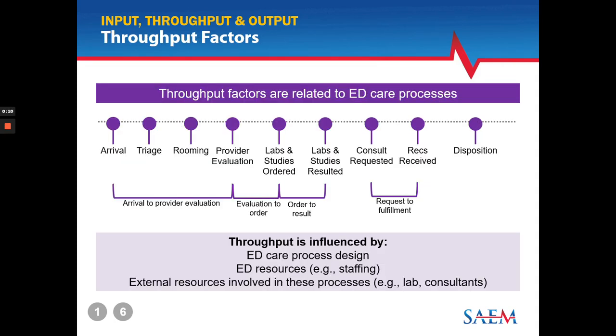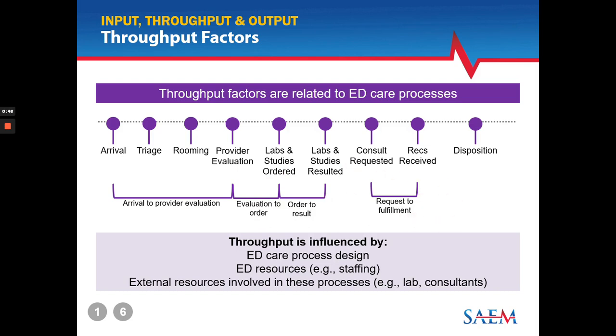Next, let's discuss throughput factors. Throughput factors are those that relate to ED care processes from the time a patient arrives at the ED until their disposition is determined. And you can see there are many processes involved in a patient's visit, which to various degrees are under the control of the ED. Some of these processes occur in parallel, for example, when a provider is placed at triage. Four major points for intervention are time from patient arrival to provider evaluation, time from provider evaluation to order placement, time from order placement to order result, and time from consult request to consult fulfillment.